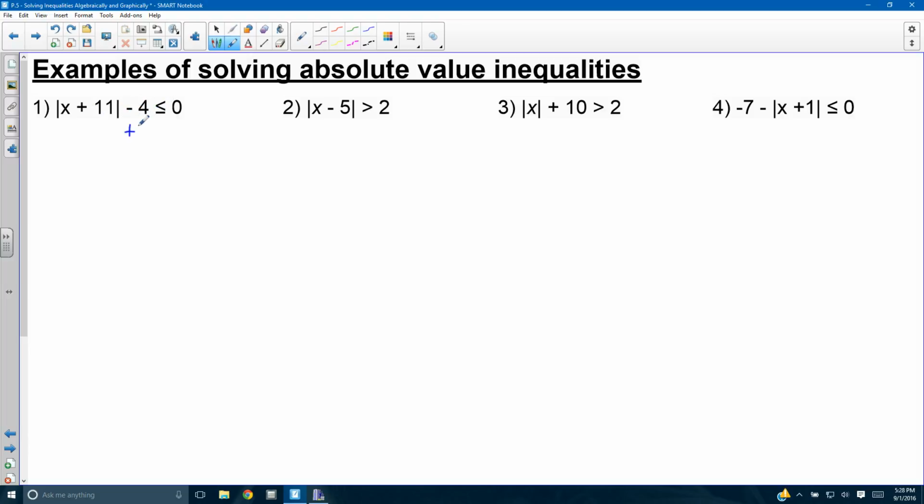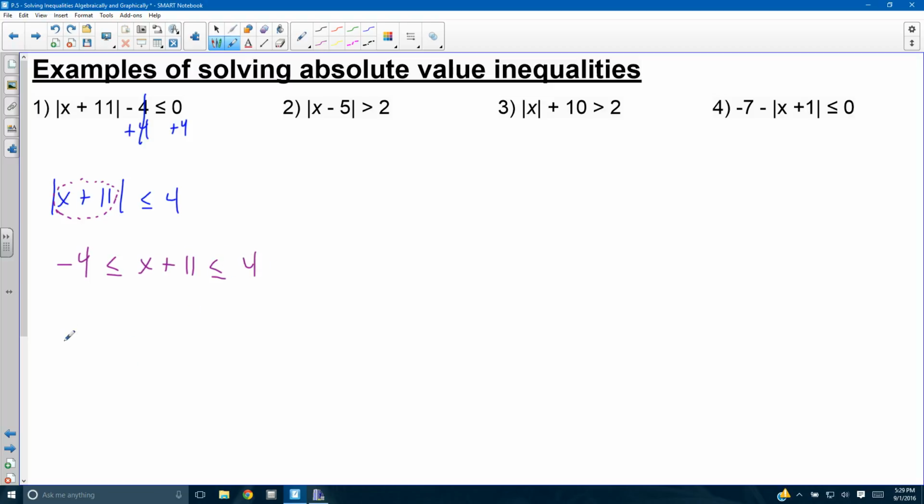So first thing I'm going to do is go ahead and add 4 to both sides. Now it's going to say the absolute value of x plus 11 is less than or equal to 4. So what we talked about before was the absolute value of x. Now we're talking about an inside value. And again, if you want to hear more about this, please go to the equation video. But if the absolute value, not of x, but x plus 11 is less than or equal to 4, that means this quantity x plus 11 has to be within 4 and negative 4. So if you want to write it as a compound inequality, it would look like this.